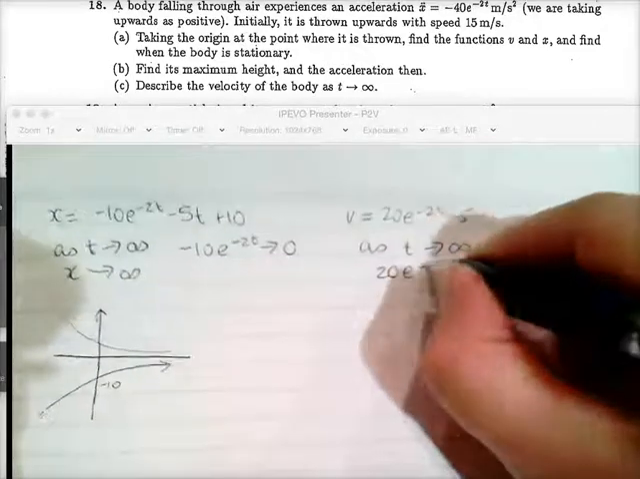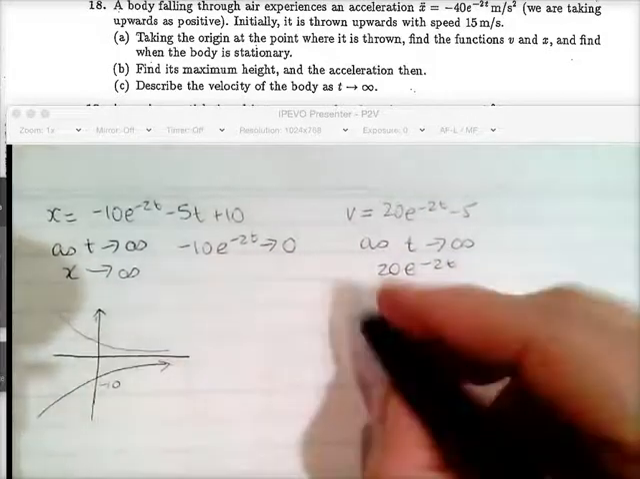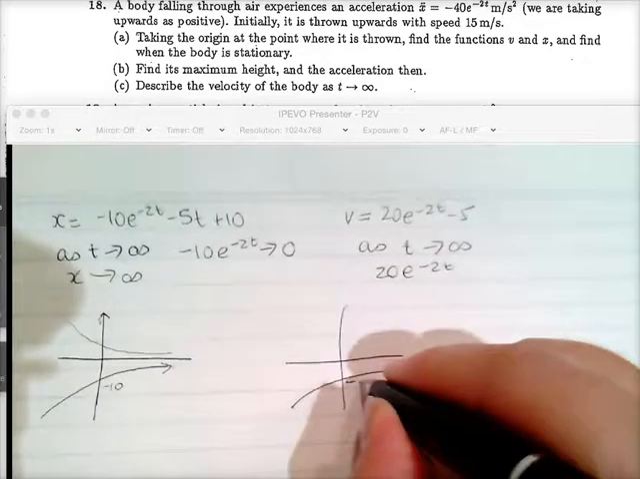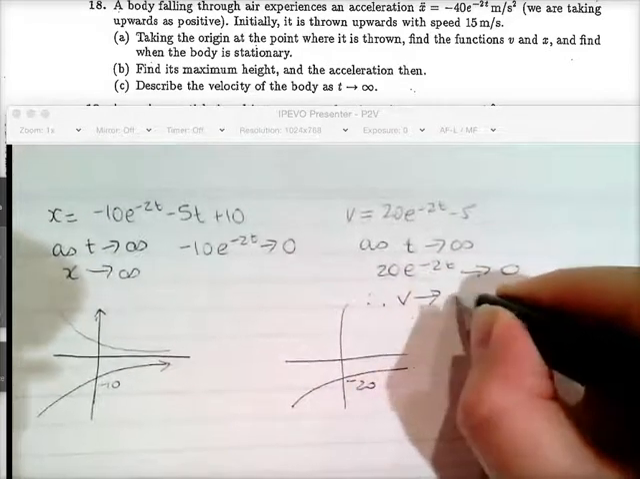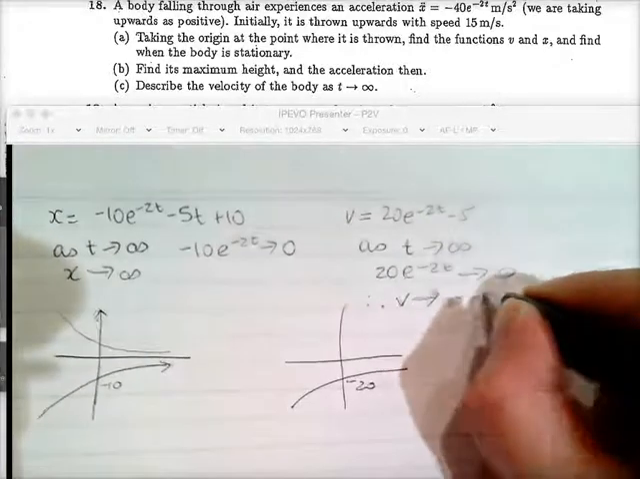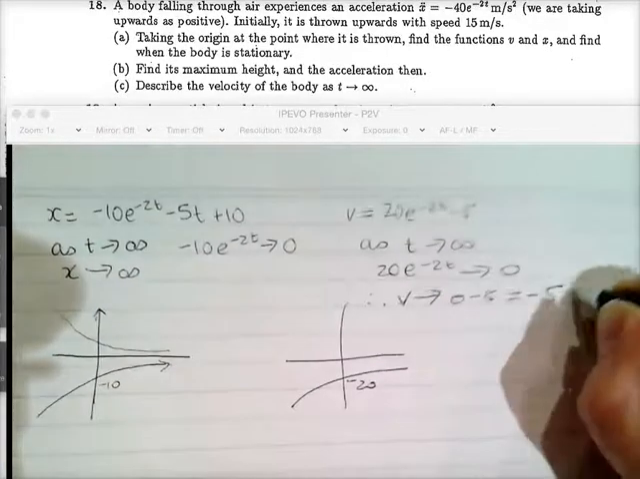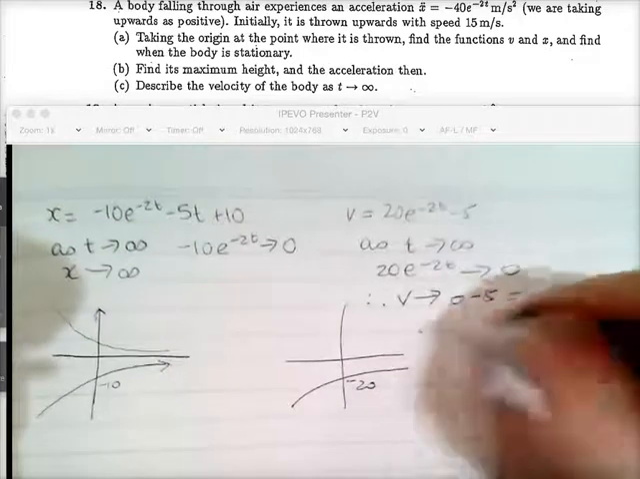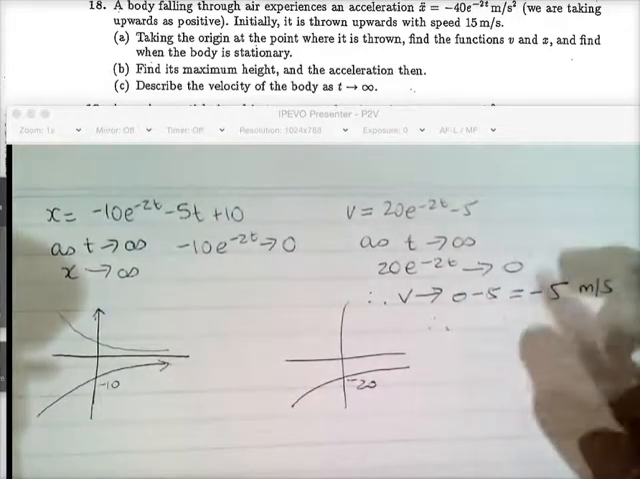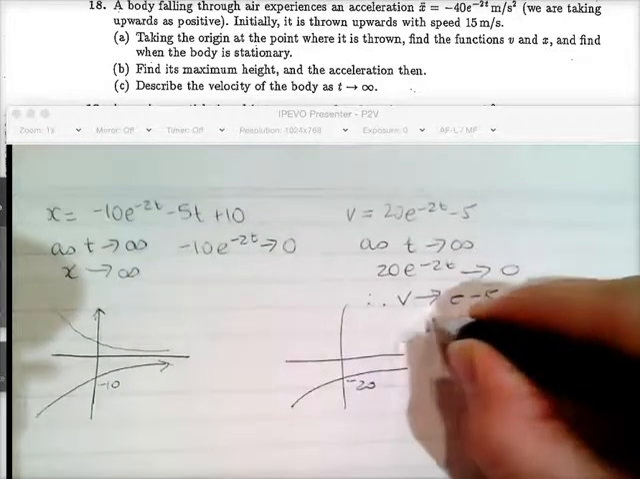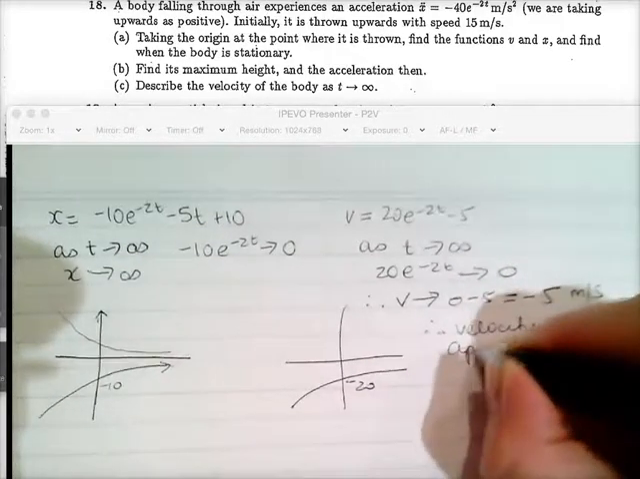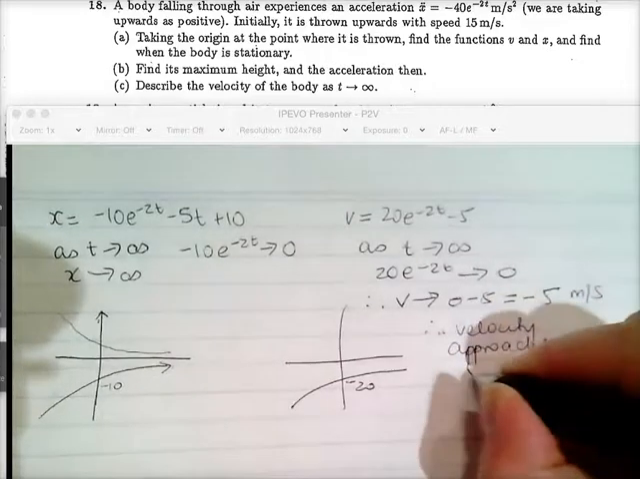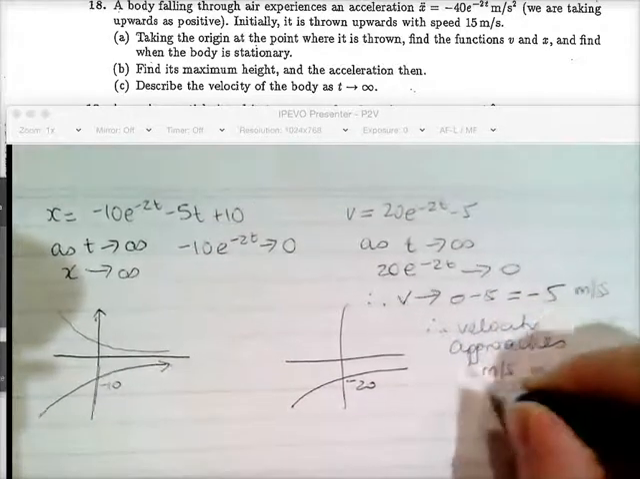So as t approaches infinity, the 20e to the negative 2t, similar graph as that, will look like this. That approaches 0, therefore velocity will approach negative 0 minus 5, which is negative 5 meters per second. So therefore, as t approaches infinity, the velocity approaches negative 5 meters per second, so velocity approaches 5 meters per second, but in the downwards direction.